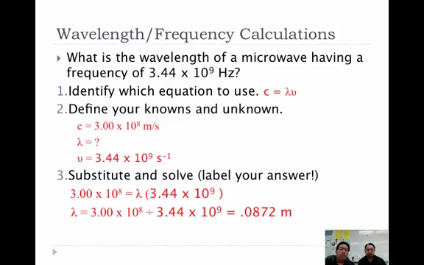And one of the things you're going to need to know how to do is some calculations involving wavelength and frequency. So this one is a worked out example. So here we have a microwave. They've given us the frequency. The unit for frequency is hertz.